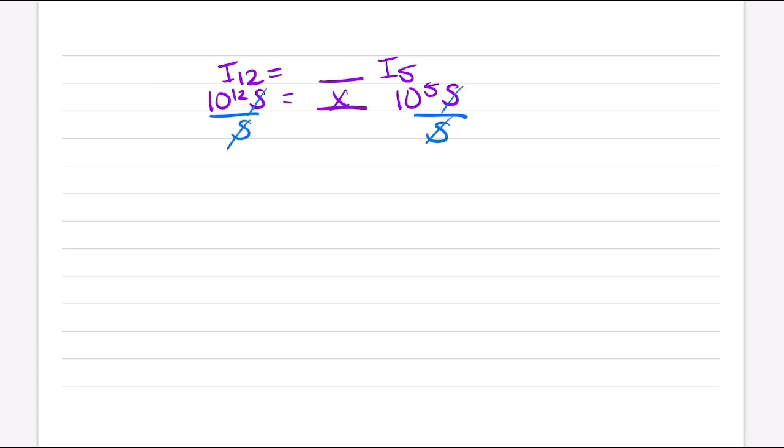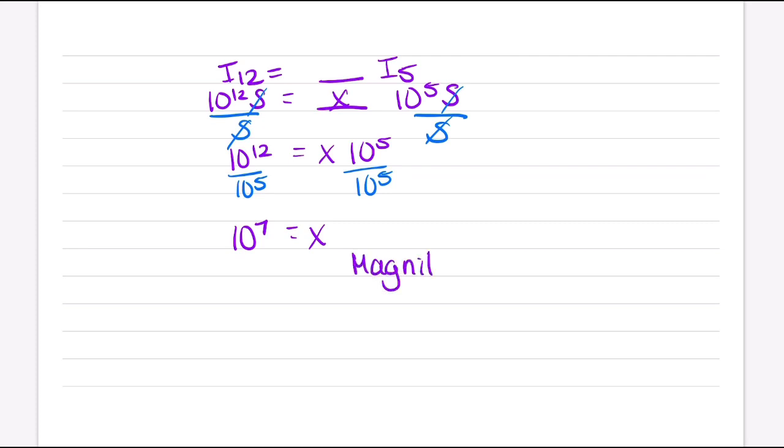That gives us 10 to the 12th equals x times 10 to the 5th. Now we divide both sides by 10 to the 5th. Remember, when you're dividing with a common base, you just subtract the exponents. So you have 10 to the 7th equals x. So the magnitude 12 earthquake is 10 to the 7th times more intense than the magnitude 5 earthquake.